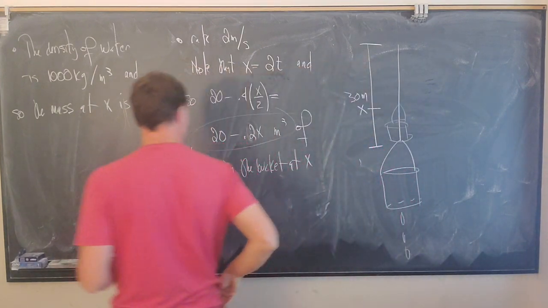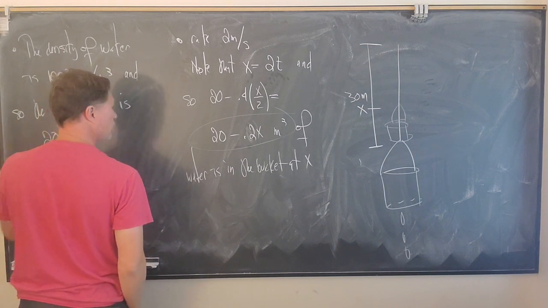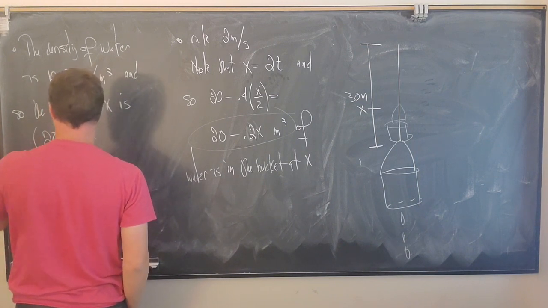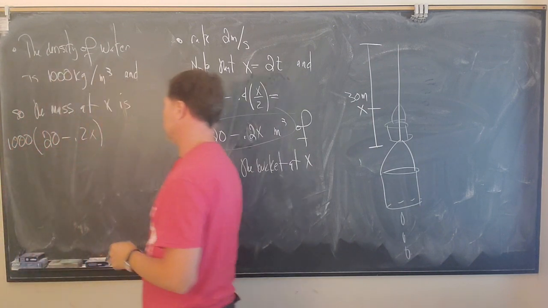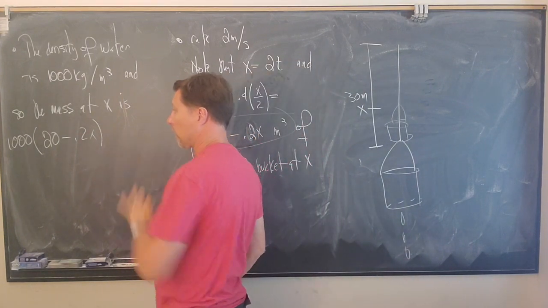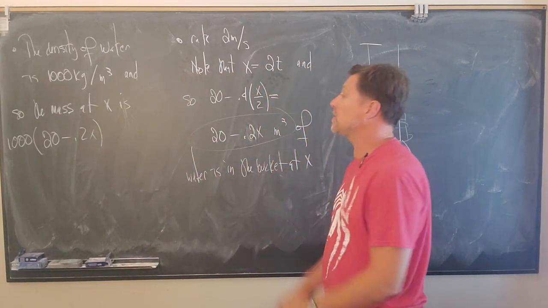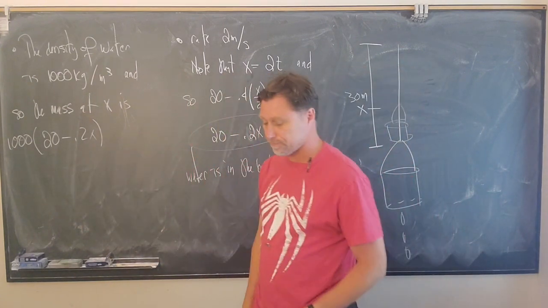The mass at x is 20 minus 0.2x times 1,000. And this is the mass of the water. Right? So at position x, the mass of the water is 1,000 times 20 minus 0.2x.